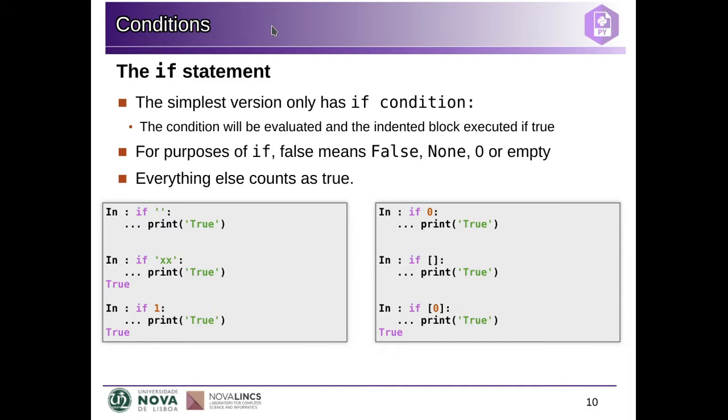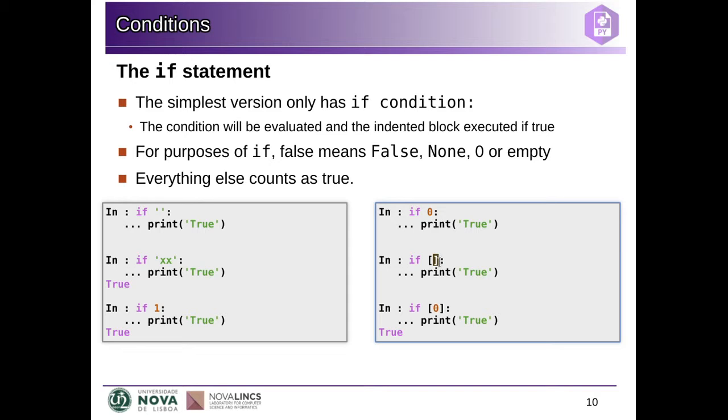For the purposes of if, false is something that's either actually the Boolean value false, or None, 0, or empty. All of these four count as false. For example, an empty string counts as false. So if empty string, print true will not print anything. If the string is not empty, no matter what it has, it counts as true. So if some string, print true, it counts as true. The same thing for numbers. If you have 1, it counts as true, but if you have 0, it counts as false. So anything other than 0 counts as true, and 0 counts as false for numbers.